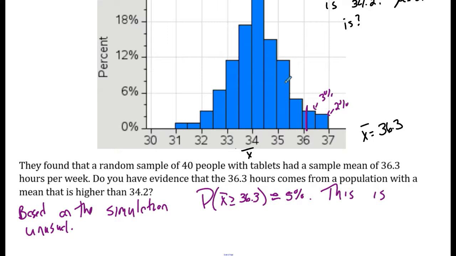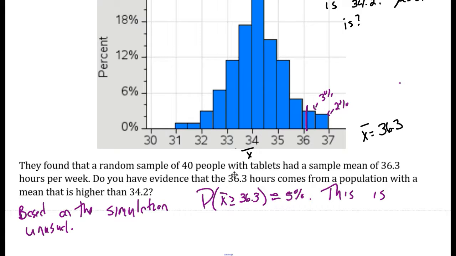People with tablets. So what does this mean? The true population mean for people with tablets is probably higher than 34.2 and closer to 36.3. So this is unusual. That's basically all I had to say.